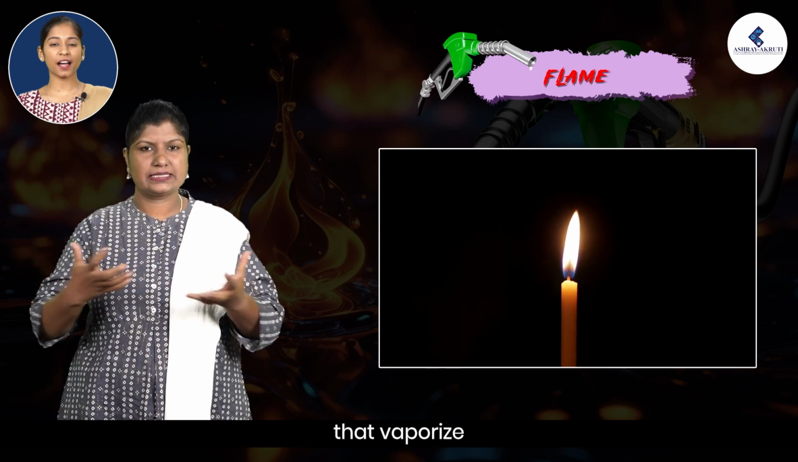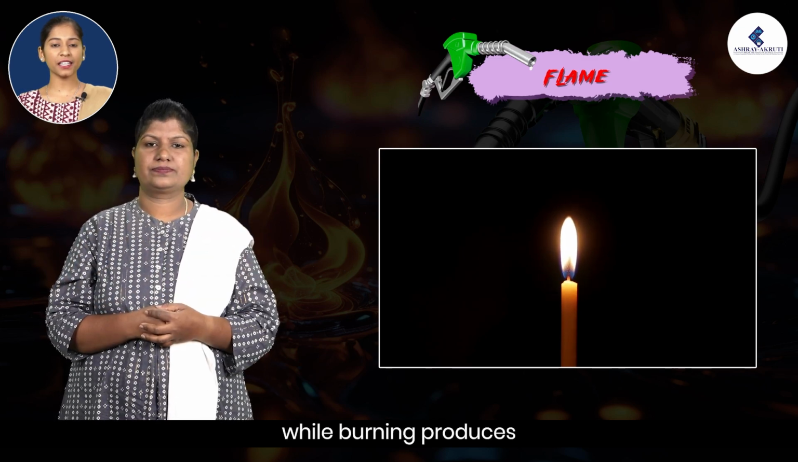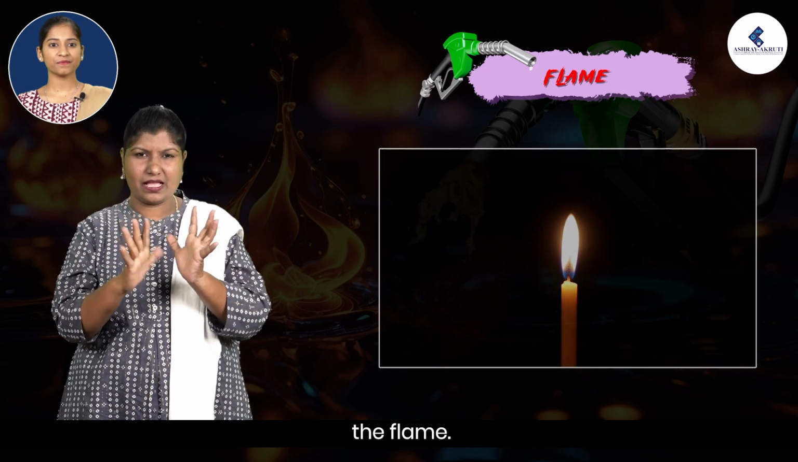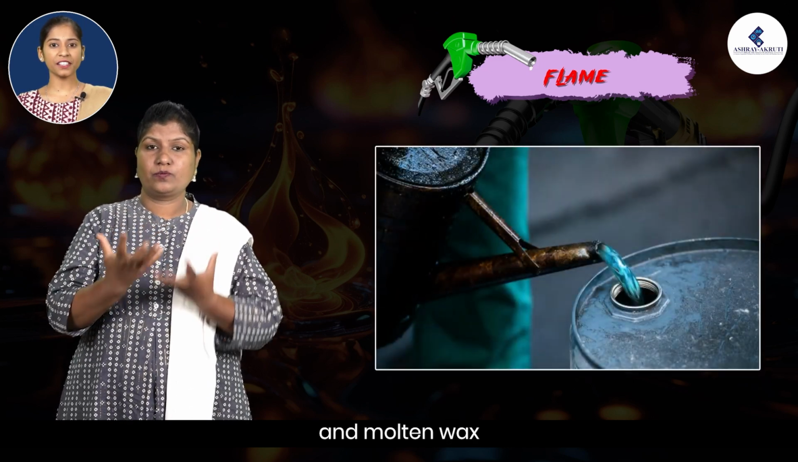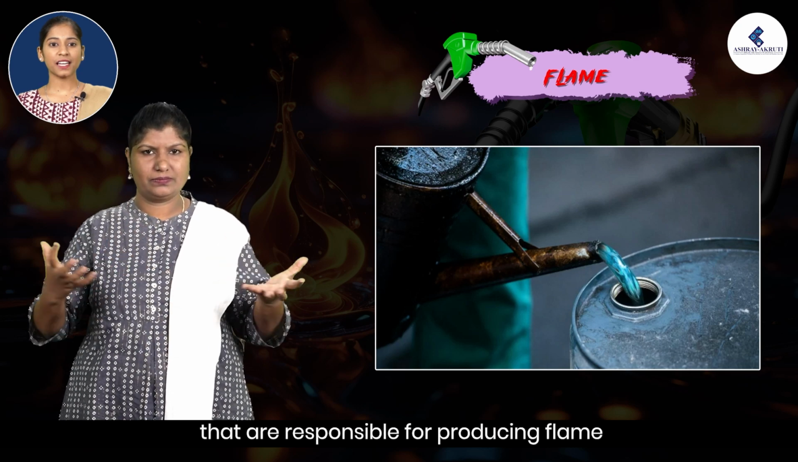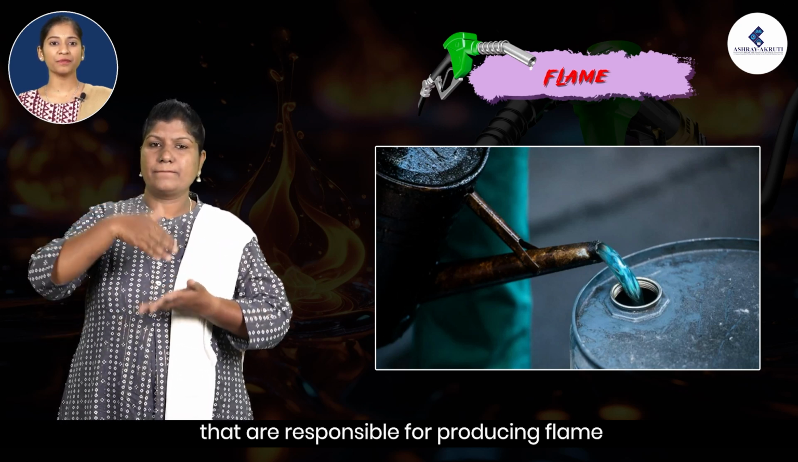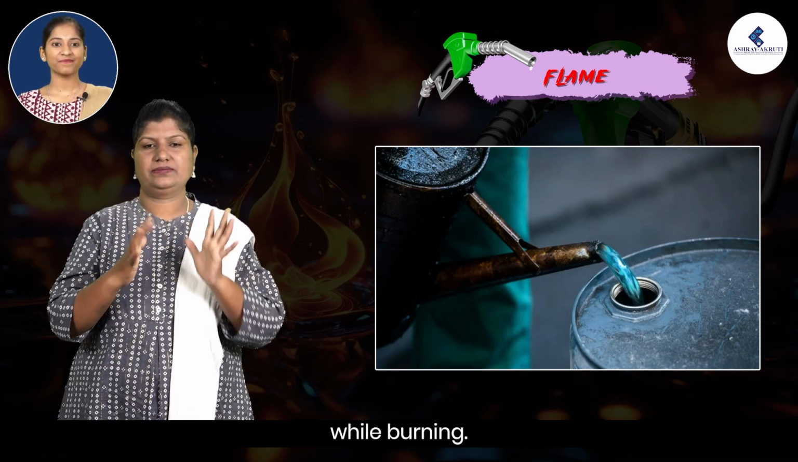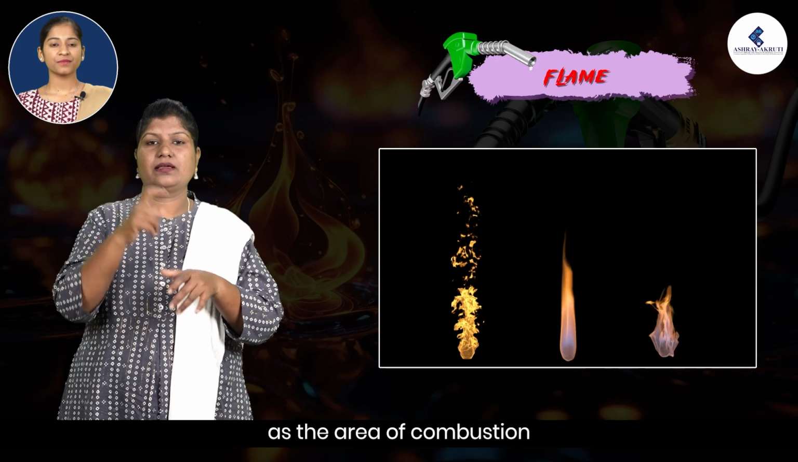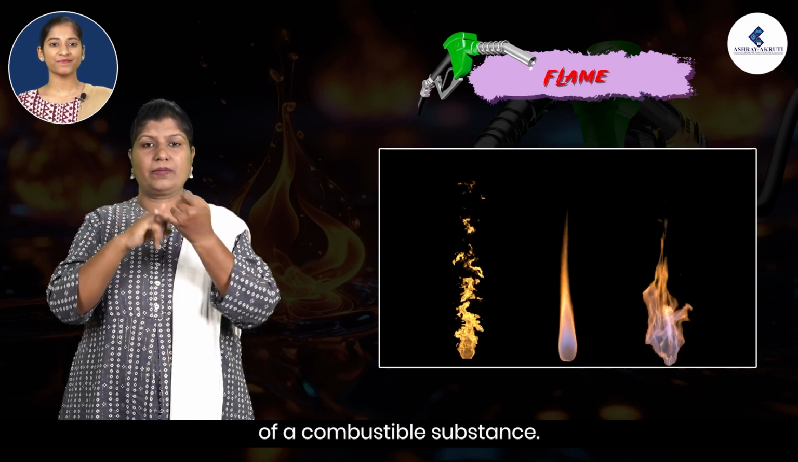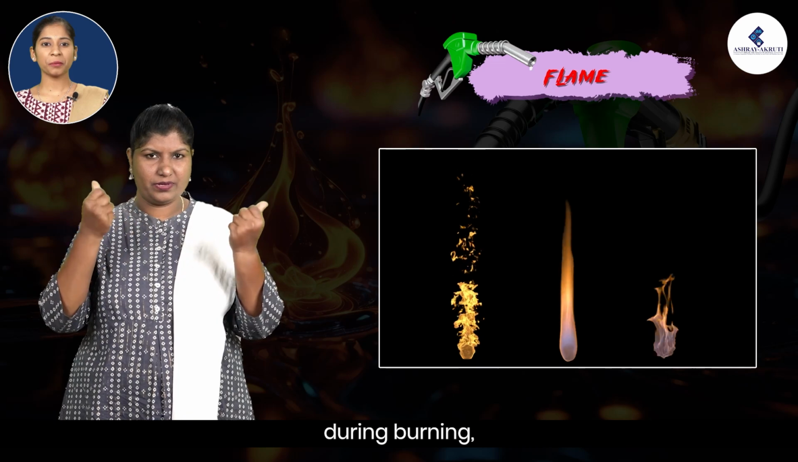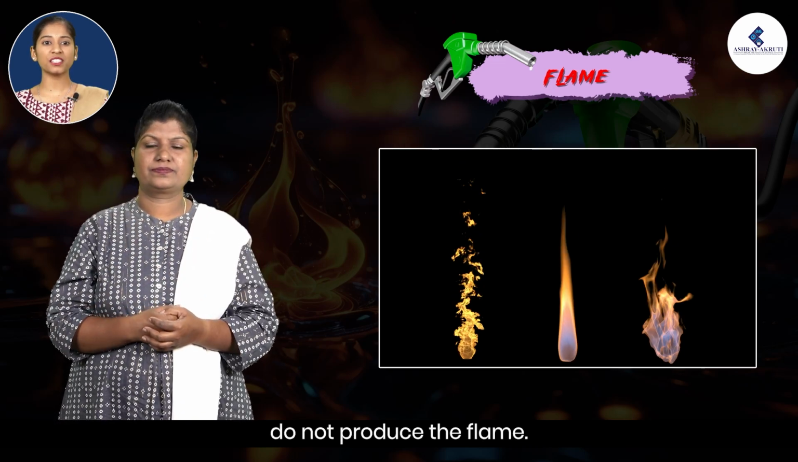The substances that vaporize while burning produce the flame. Kerosene oil and molten wax are two substances that are responsible for producing flame while burning. Flame is defined as the area of combustion of a combustible substance. Substances that do not vaporize during burning do not produce the flame.